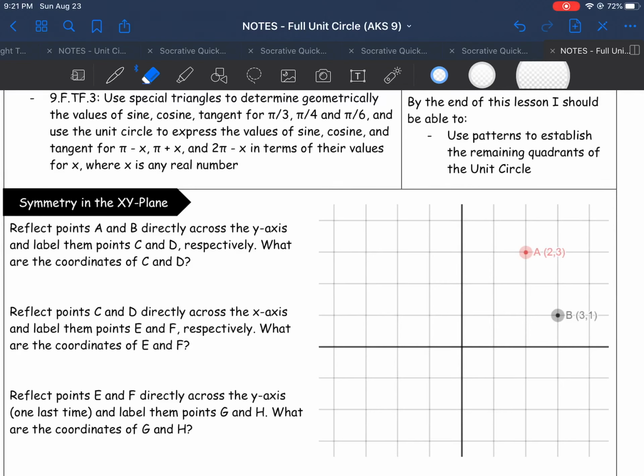In our previous video, we established the entire first quadrant of the unit circle. By the end of this video lesson, we should be able to use patterns to establish the remaining quadrants of the unit circle. Let's go ahead and get started.